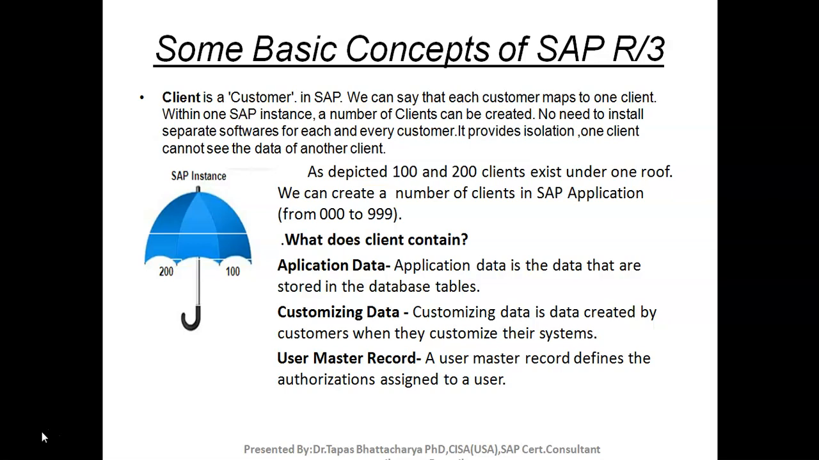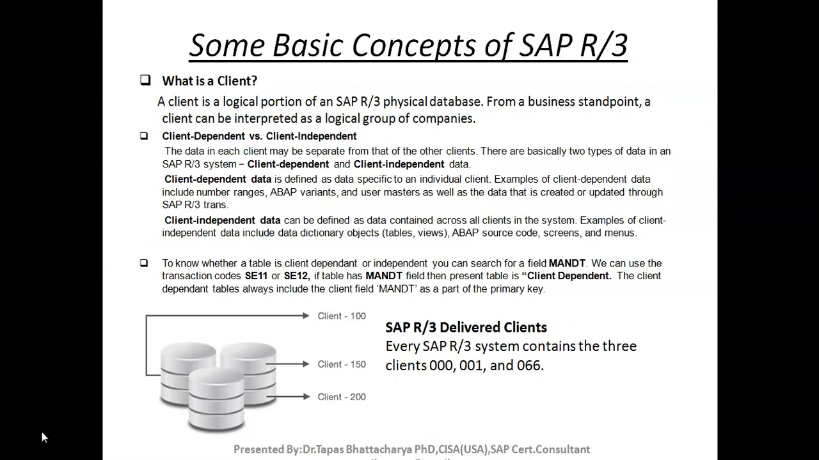And the user master record basically defines the authorizations of users. It consists of all the users working with a particular client and how their authorizations are created, how they act in the SAP system. This is very vital for any auditor to check. Then, some basic concepts of R3.